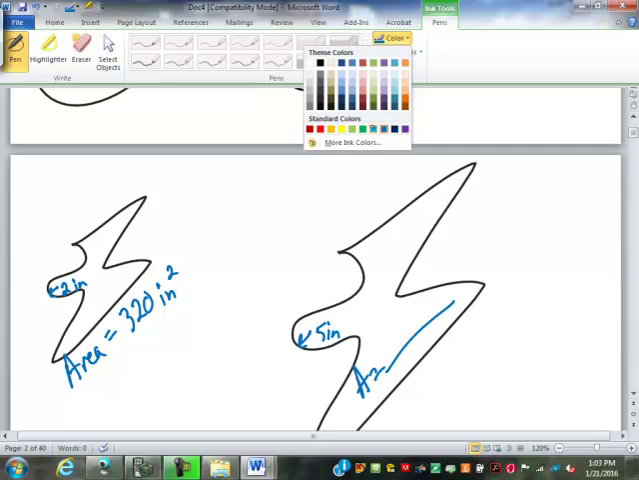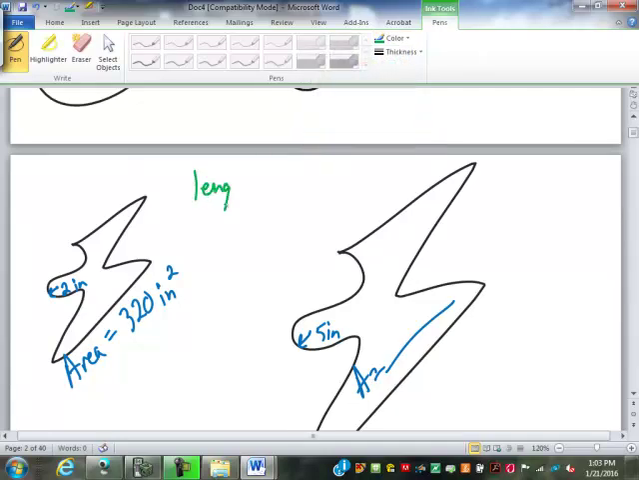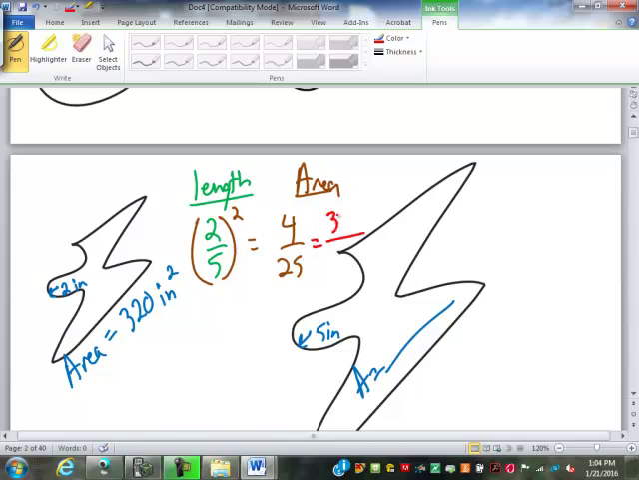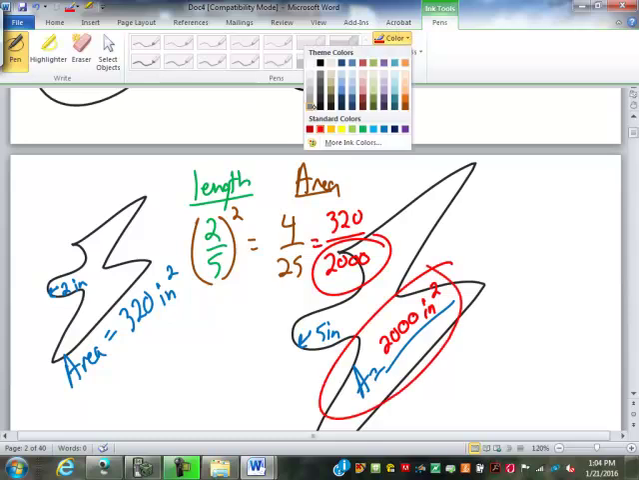So my ratio of lengths, as you said, is 2 to 5. Can't be reduced. My ratio of areas, I'm going to square that. That's going to be 4 to 25. Put the 320 up here. I cross multiply and divide, I get an area of 2,000 square inches.